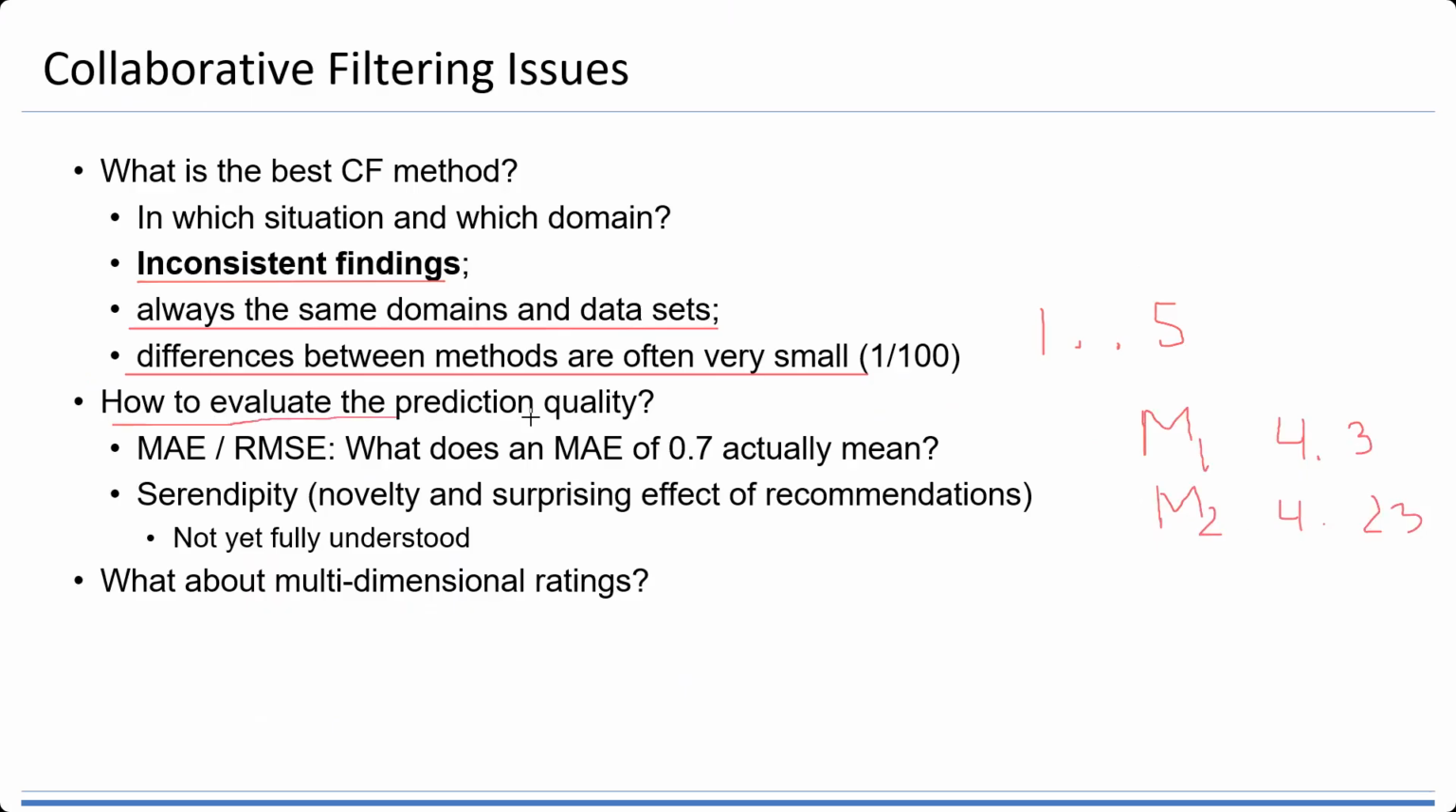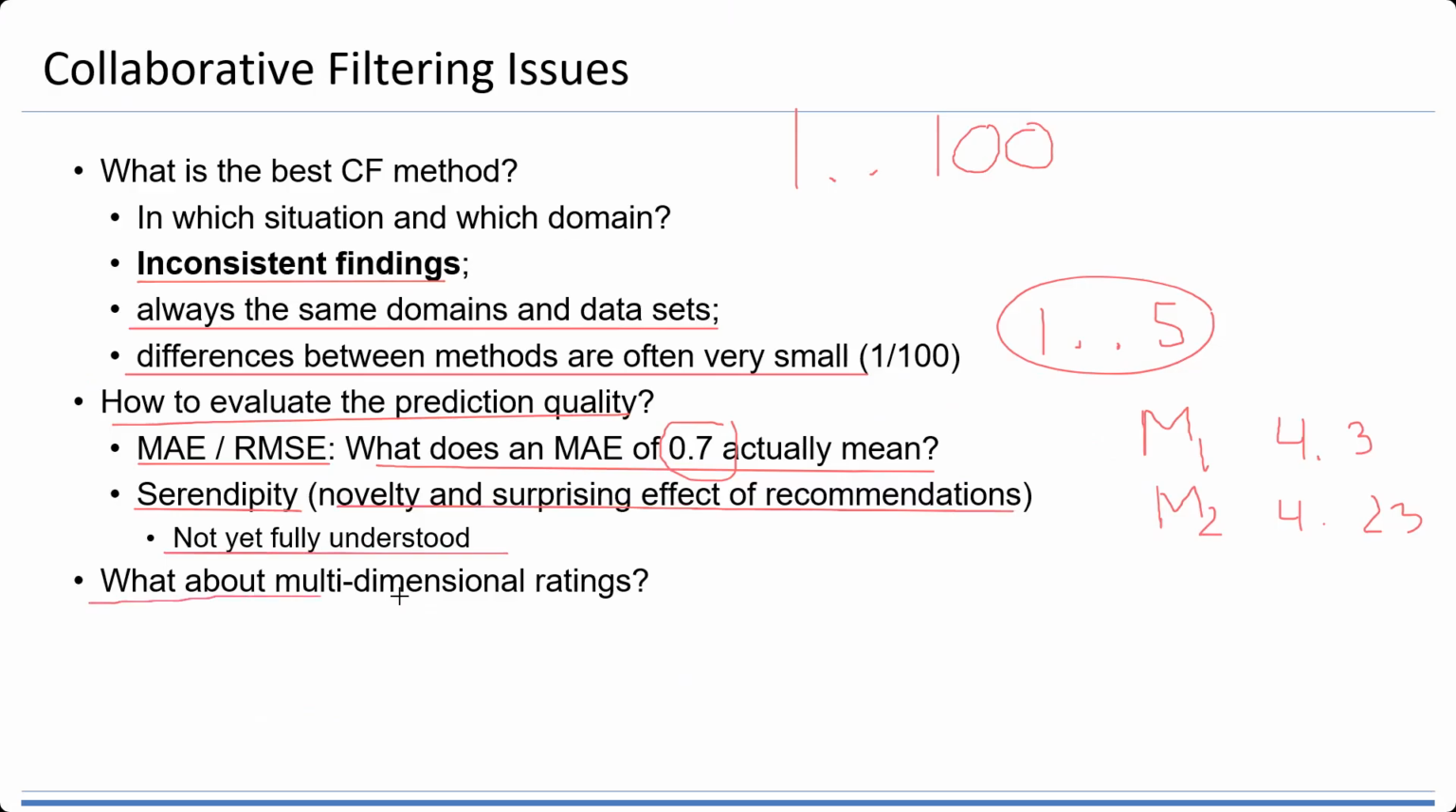And how to evaluate the prediction quality? We will learn about the MAE, RMSE. So what does an MAE of 0.7 actually mean? Is it good or is it bad? If we have ratings between 1 until 5, maybe this is already good. But if the rating is between 1 until 100, then it might be bad. And serendipity. It is difficult to understand serendipity. We learned this one from the first lecture. It is the novelty or surprising event, and it is not yet fully understood.